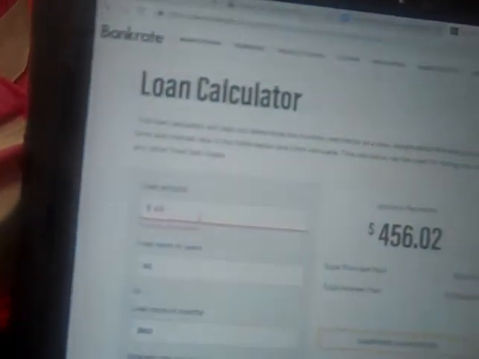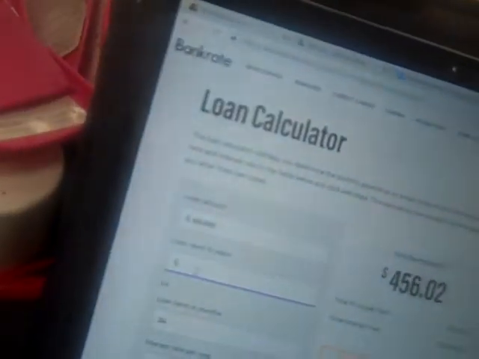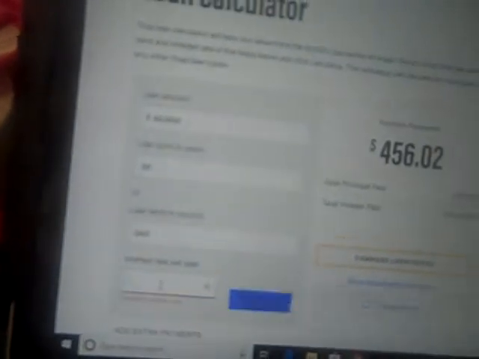All right, next problem. Per month, the total, and then the interest. Okay, so $45,000 is the loan amount. We have 20 years to pay it off, and our interest rate down here is 2.5%. You just punch in 2.5. $238.46. You have to pay that every month.